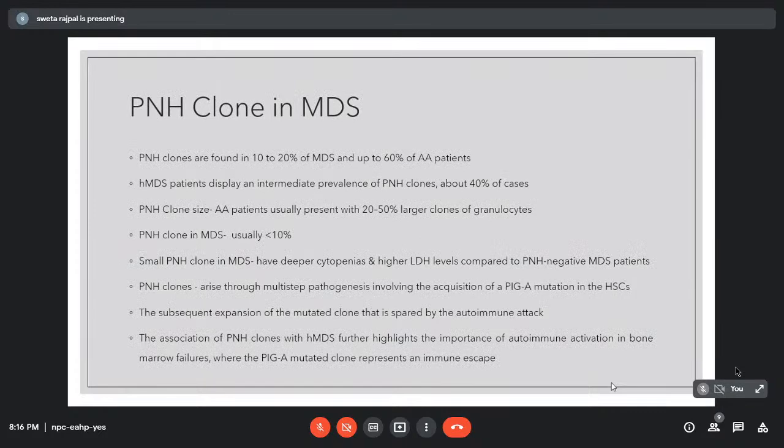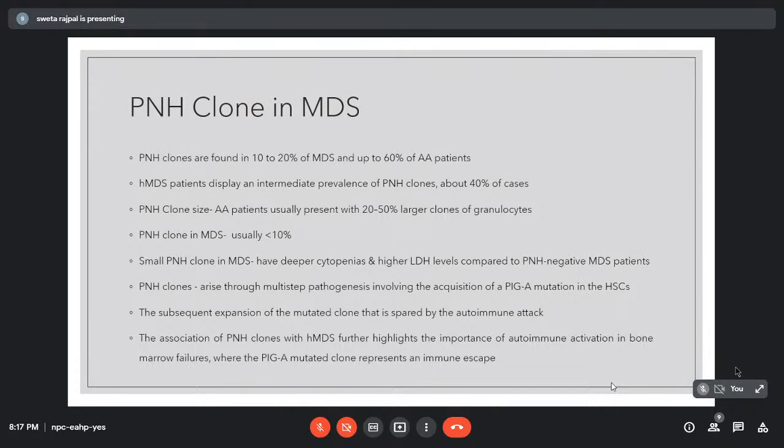A few words about PNH clones in MDS. Apart from the normal pathogenesis of MDS, a PNH clone can add to that pathogenesis and to the clinical phenotype, and can also cause some clinical symptoms. It is good to know a few things about the PNH clone. It is an acquired disease, so as age advances, some patients can acquire these mutations. In aplastic anemia, 60% of the patients can have PNH clones. In typical MDS, it can be present in 10 to 20%, but in hypoplastic MDS, around 40% of cases can have PNH clones.